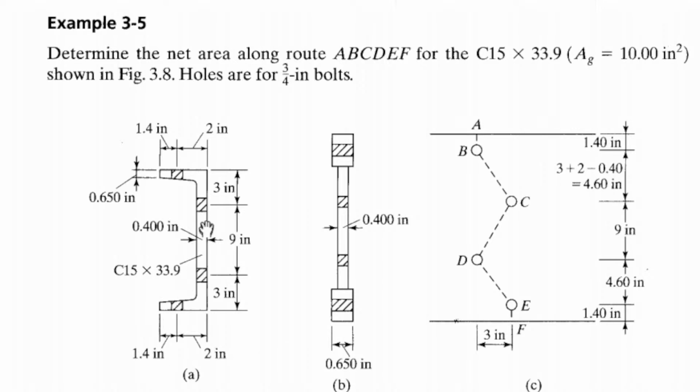However, since the thickness of the web and the thickness of the flange is not the same, they are not the same. 0.65 is way thicker than 0.4. Web is only 0.4. Okay, this is 0.65. So that's why this is 0.4 and this is 0.65. As you can see, the flange portion is way thicker than the web portion. Okay?